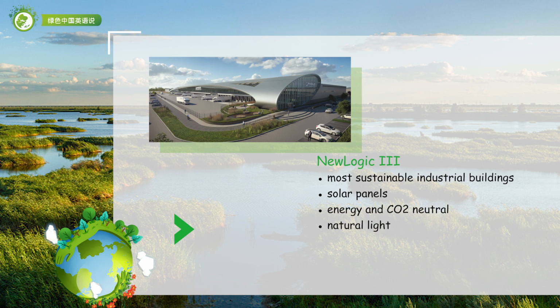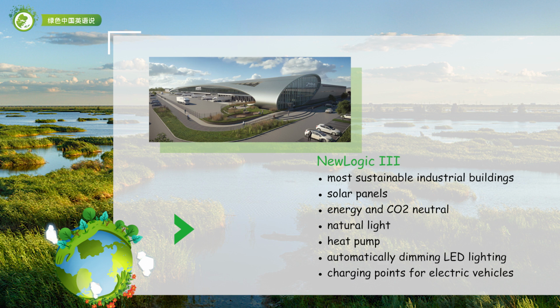Natural light flooding through large triple-glazed windows reduces the amount of electricity needed for lighting and makes it a more pleasant space to work in. The building also features a heat pump, automatically dimming LED lighting, charging points for electric vehicles, and technology that monitors water consumption and carbon dioxide concentrations.